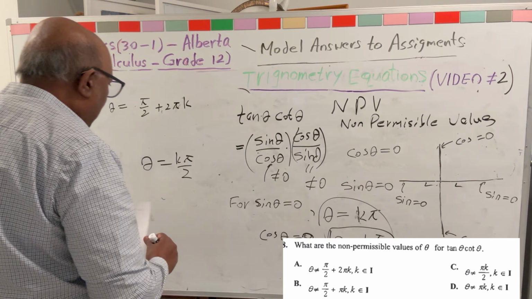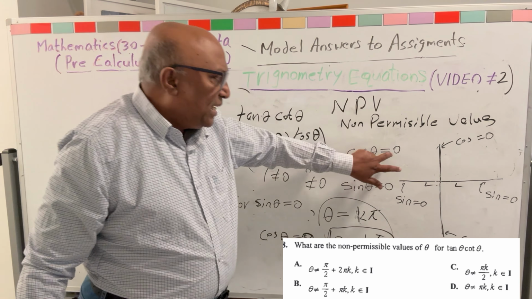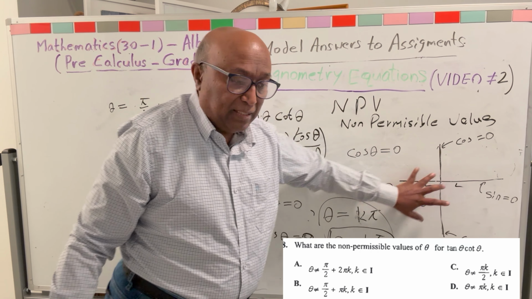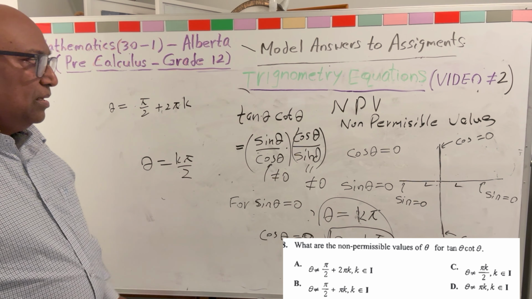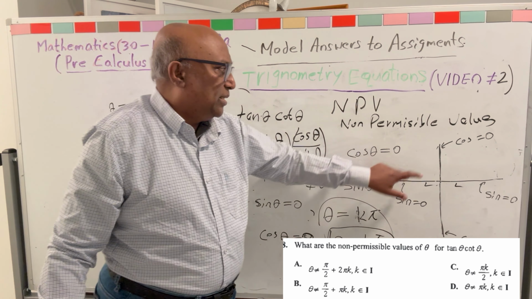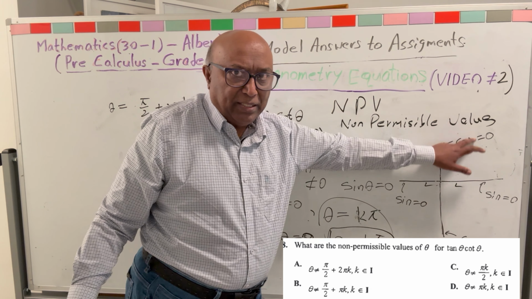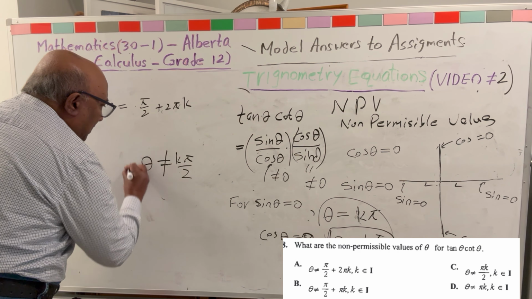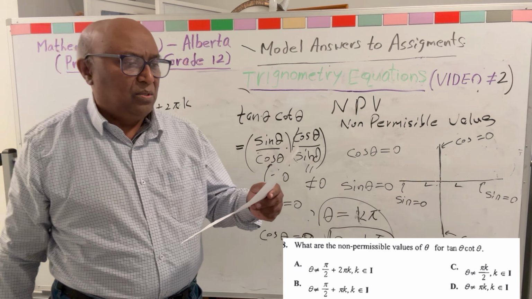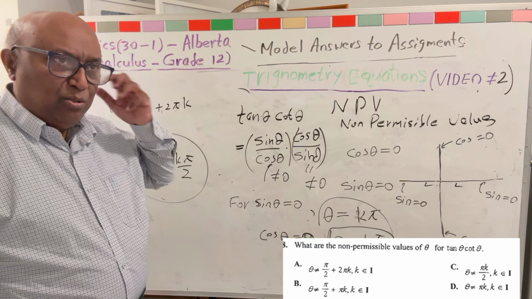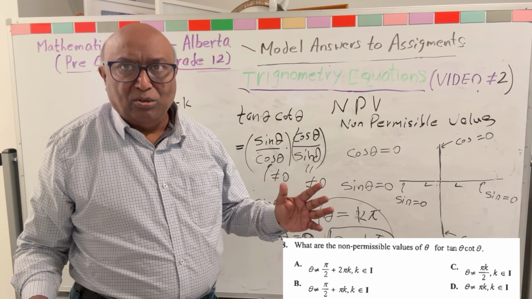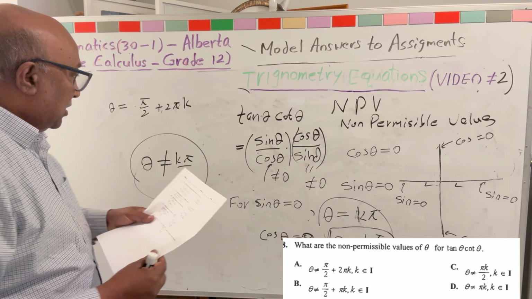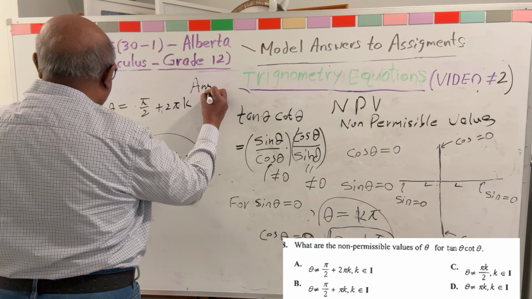That means theta equals k pi by 2 represents both of these restrictions. If cos theta equals 0 or sin theta equals 0, those two situations are represented by this equation. But non-permissible value means this cannot be equal to 0, neither cos theta equal to 0 nor sin theta equal to 0. That means the condition for NPV is theta not equal to k pi by 2. Previously I tried to explain using an elimination method, but we don't need to go with that. When you look at this, we understand this represents both of these situations. Okay, the answer is number C.